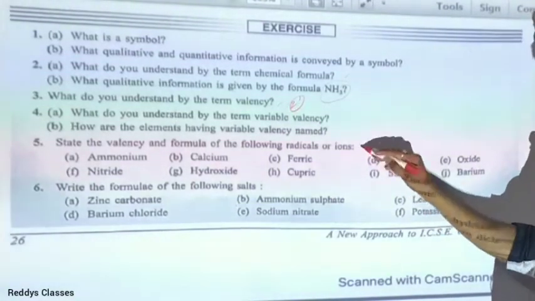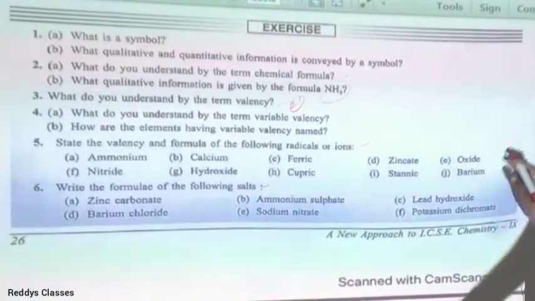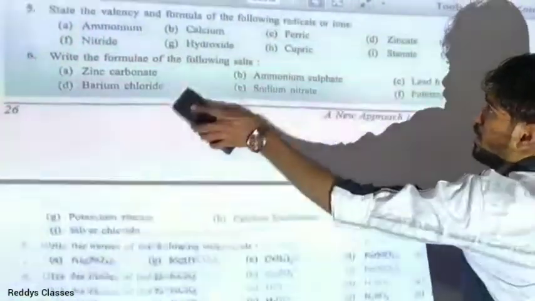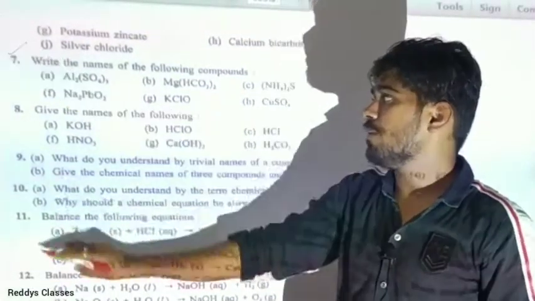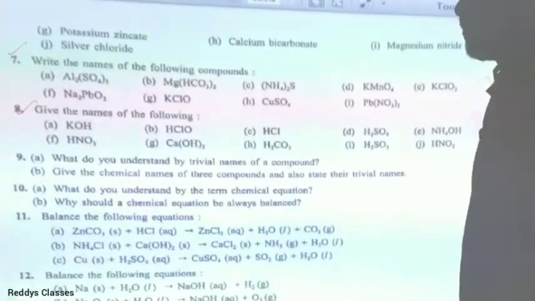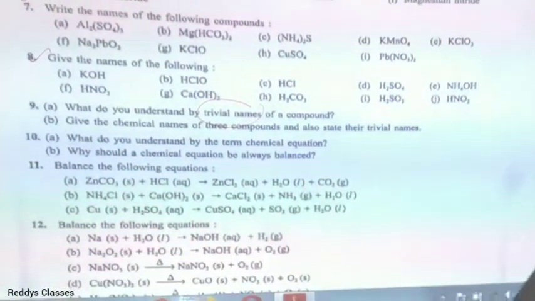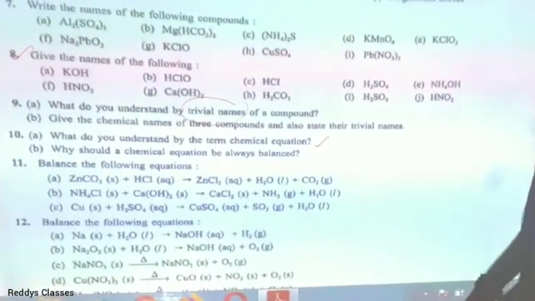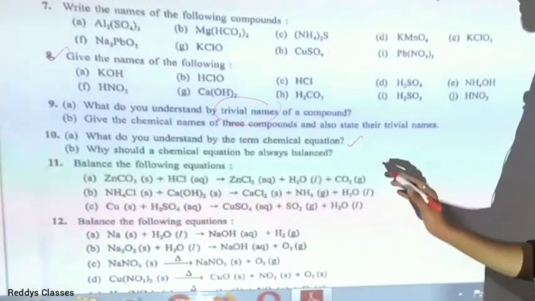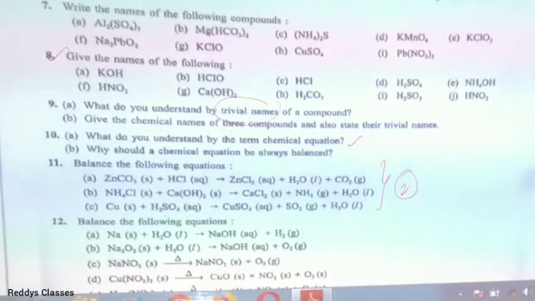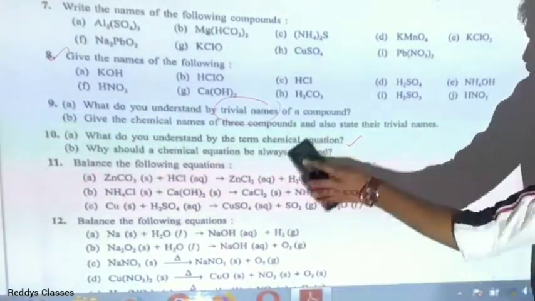State the valency and the formulas of these salts. You have to just write this. Also make sure you write the names of the following compounds. What do you mean by trivial names? What are trivial names, etc. What do you understand by the term chemical equations? These are some given equations. Balance any 2 of them, it will be good for you. Balance these equations also, any 2 or 3 of them, more if you can.